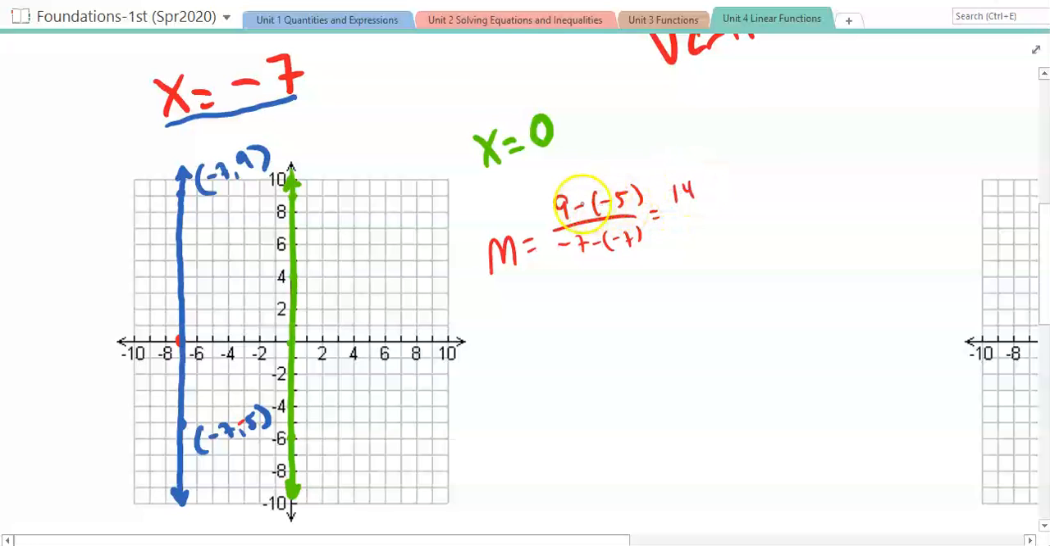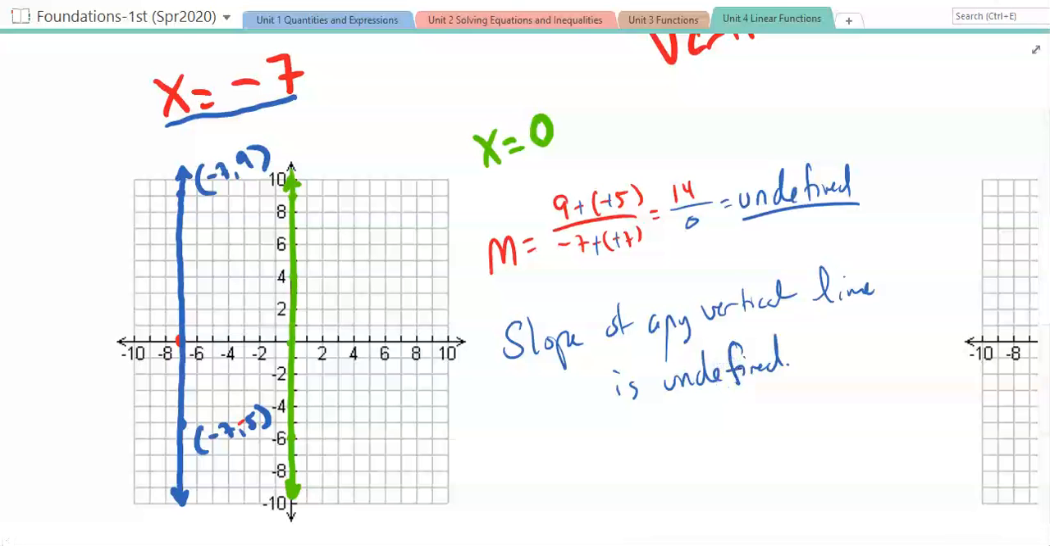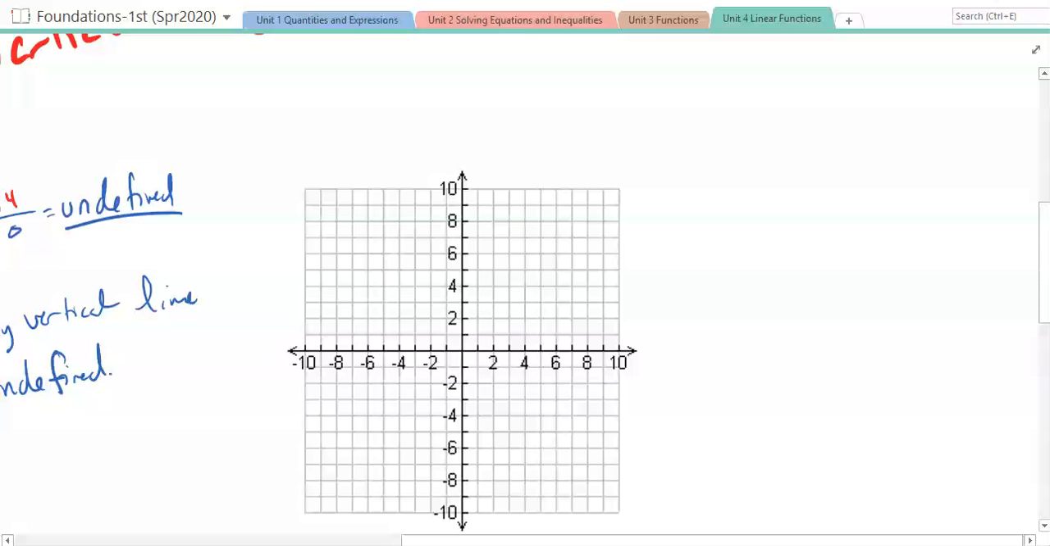And so it's going to give me 14, because we'll have that double negative there becoming a positive. And -7 plus 7 gives me 0. And remember that 14 over 0 is undefined, because you cannot divide by 0. And so the slope of any vertical line is undefined, because the x values will never change, and so you're dividing by 0, and you can't divide by 0, right? It's undefined.